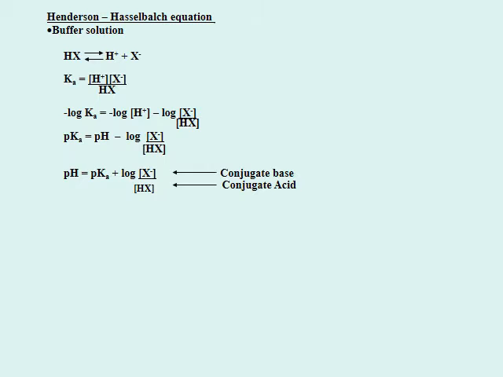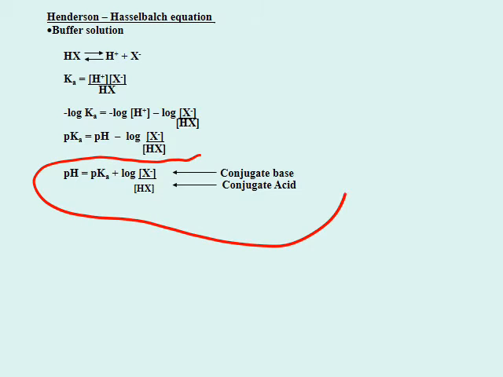Now let's assume that you have a buffer solution. How would you calculate pH? The best way to get pH would be by using this expression, and this is called the Henderson-Hasselbalch equation. pKa is minus log of Ka. So let me write down that.